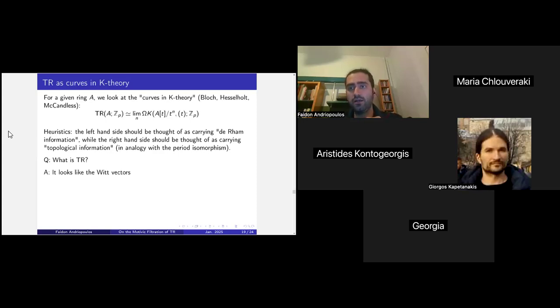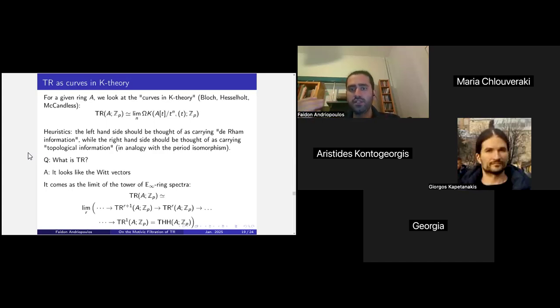It is something that looks like the Witt vectors. First of all, it comes as a limit of a certain tower of rings in the sense of homotopy theory. As also happens in the case of Witt vectors, TR is the inverse limit of a tower of R-truncated objects, starting from the case of R equals 1, which is topological Hochschild homology of A, for anyone that knows those keywords. One can build up a tower whose inverse limit gives this weird complicated object that is TR.